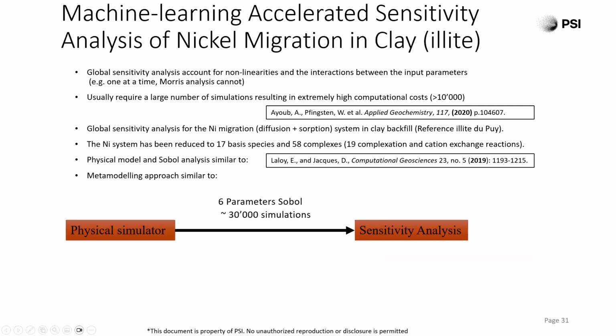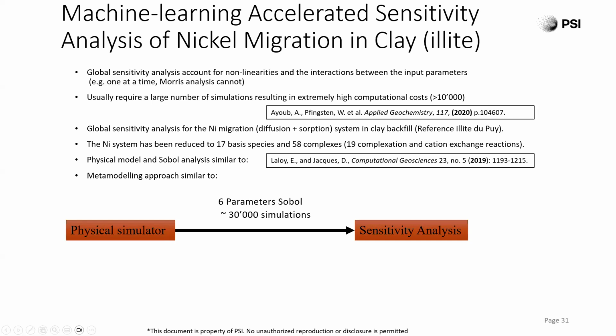So in this example, we wanted to have the sensitivity analysis of nickel migration in clay. So nickel is a proxy for other radionuclides, and there are experiments, there are several benchmarks. And then we wanted to see how to accelerate. We're interested in doing some global sensitivity analysis, because then we can capture the nonlinearities and the interactions between the input parameters. Changing one parameter at a time when we have 27 or 30 parameters is also a sensitivity analysis, but the global sensitivity analysis reveals more connections.